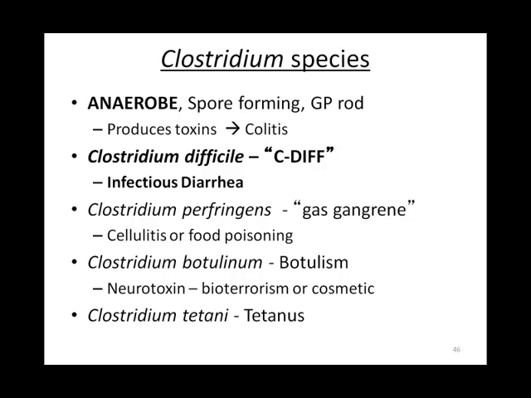Clostridium is the other major anaerobe to speak of, and it produces toxins. We're going to spend a lot of time talking about C. diff, which is the infectious diarrhea. Here are the other species that are associated with Clostridium. These are also probably very familiar to you guys, although very rarely encountered.